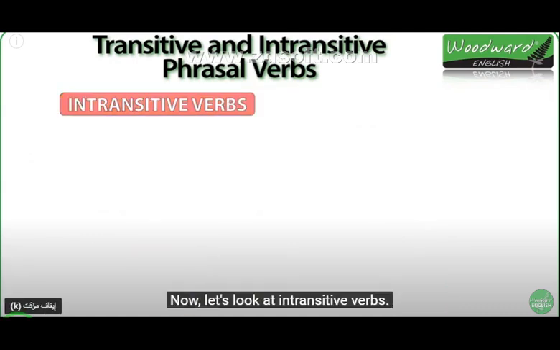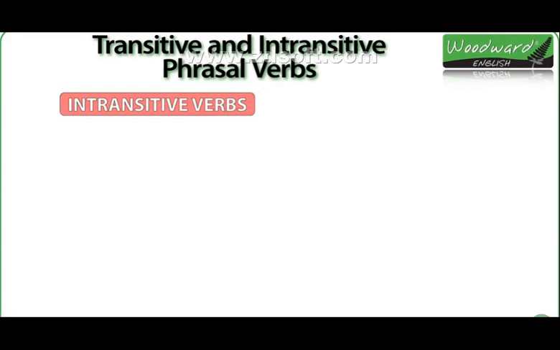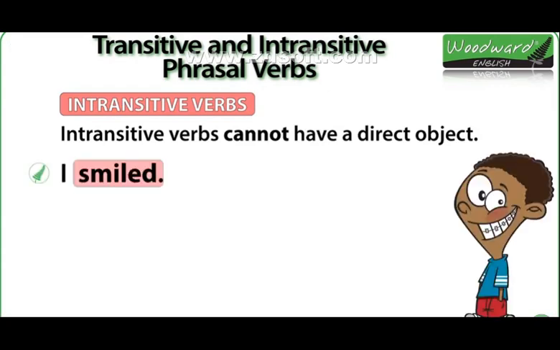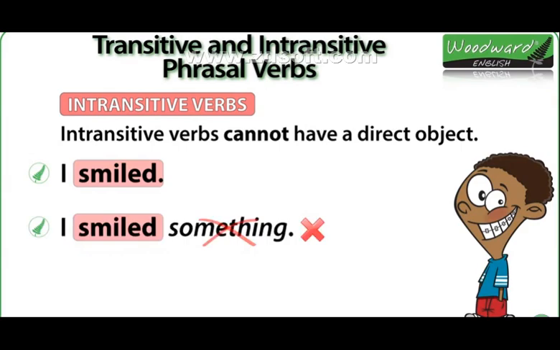Okay, now let's see about intransitive verbs. Intransitive verbs cannot have a direct object after them. ما بنحتاج مفعول به بعدها. For example, I smiled. Okay? Here we can't have an object after that intransitive verb. Smile verb. So it's intransitive.